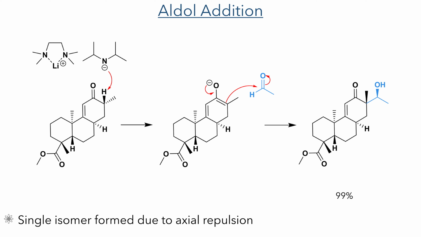A similar reaction was carried out in the next step, where an enolate was once again formed, this time using a mixture of LDA and TMEDA, and the enolate added to acetaldehyde to form the product in a 99% yield. This reaction had the same stereochemical outcome as the previous enolate addition, with the new group adding to the less hindered bottom face of the molecule.